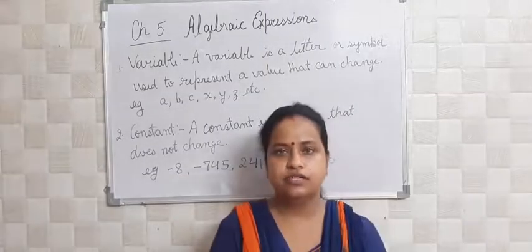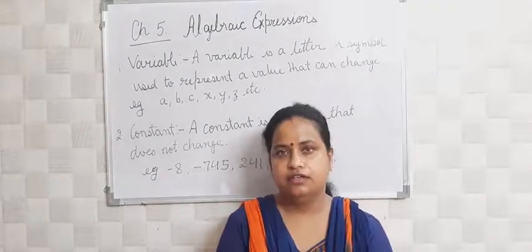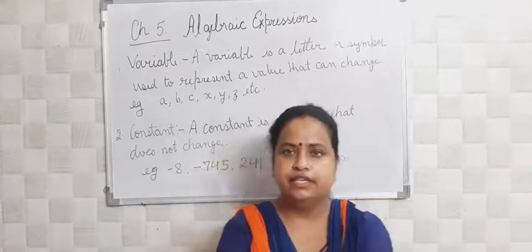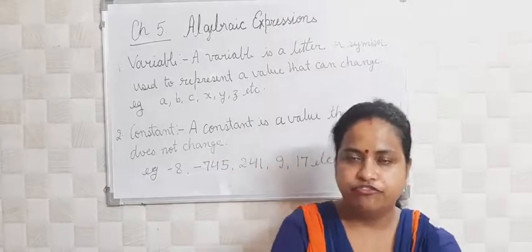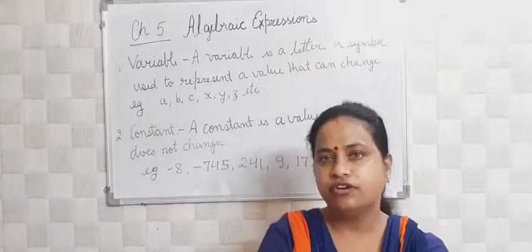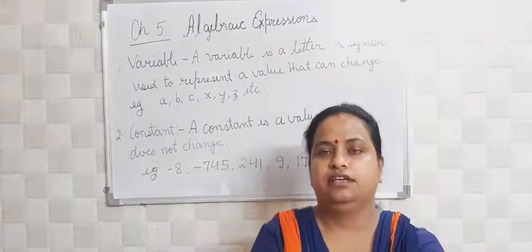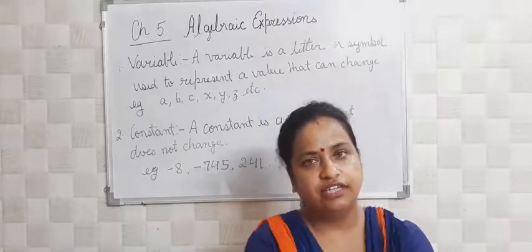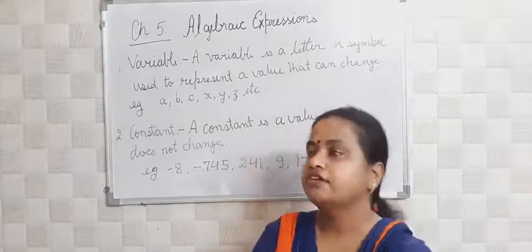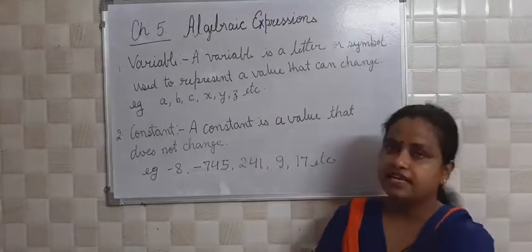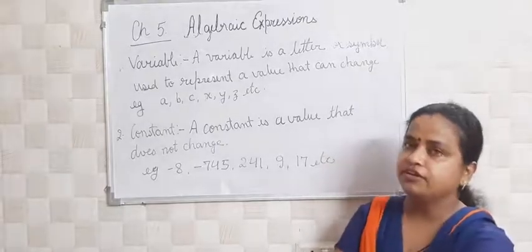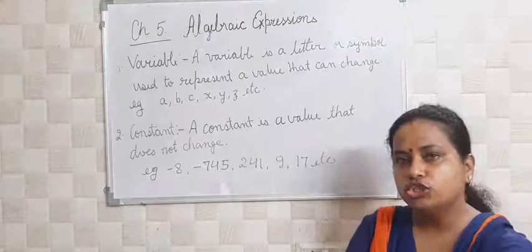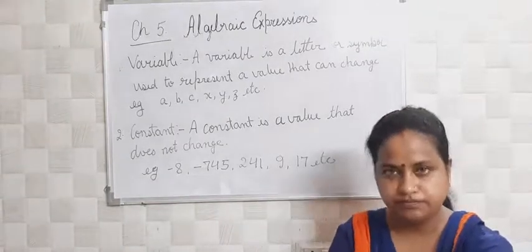Hello, students, good morning. As we have already completed our periodic test 1 portion, now we have to prepare ourselves for half yearly. And as we know that in half yearly, after your periodic test, the next chapter is algebraic expression, which is chapter 5. In this, first of all, you should know what is variable.